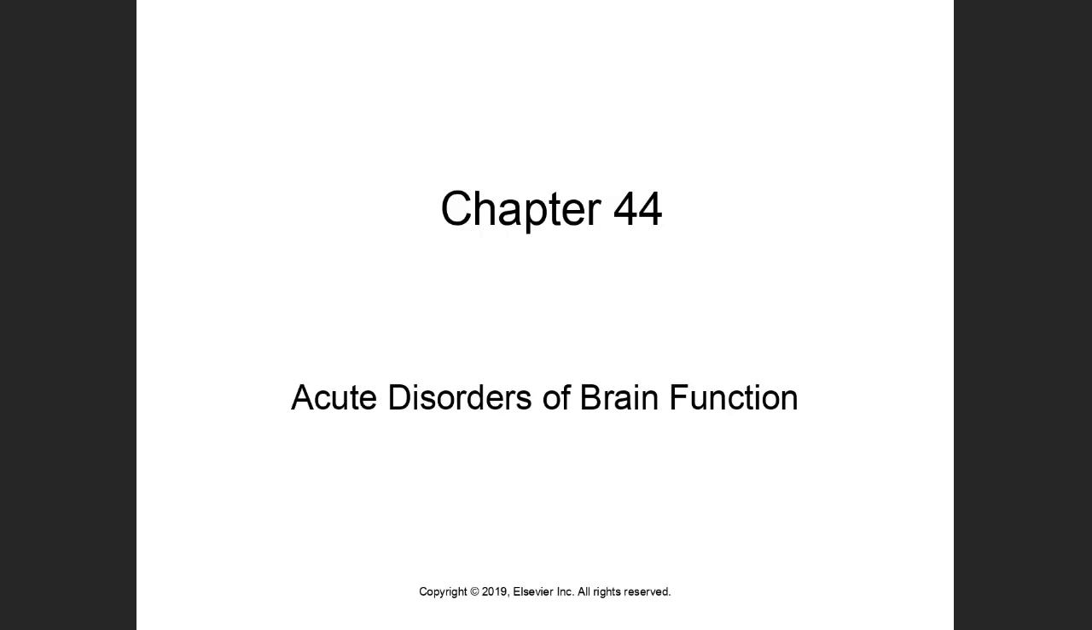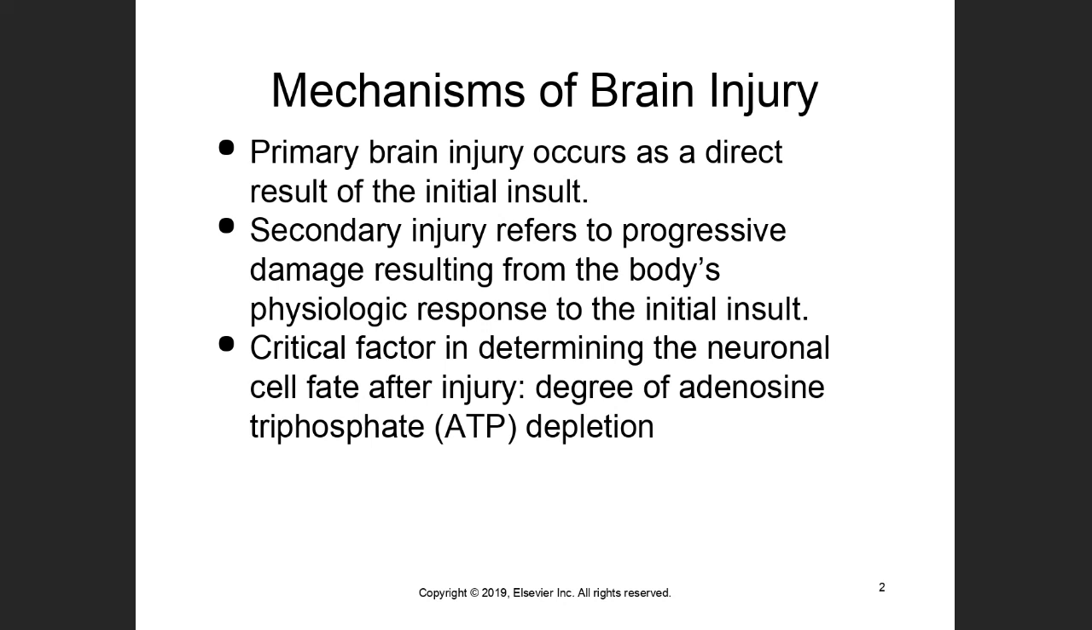Okay. Chapter 44 is acute disorder of brain function. Traumatic brain injury occurs as a direct result of the initial insult. Secondary injury refers to progressive damage resulting from the body's physiologic response to the initial insult. A clinical factor in determining the neuronal cell fate after injury is the degree of adenosine triphosphate depletion.